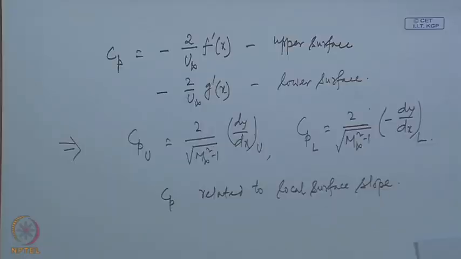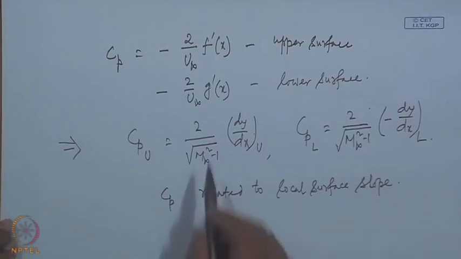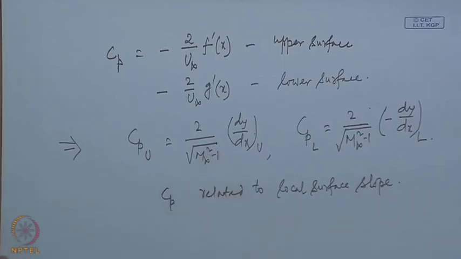Then finally, we have extended this solution of flow over a wavy wall to flow over a thin airfoil, and we have developed what is known as the supersonic thin airfoil theory, where we have seen that the pressure coefficient at any point on the airfoil surface depends only on the local slope, and also on the free stream Mach number.